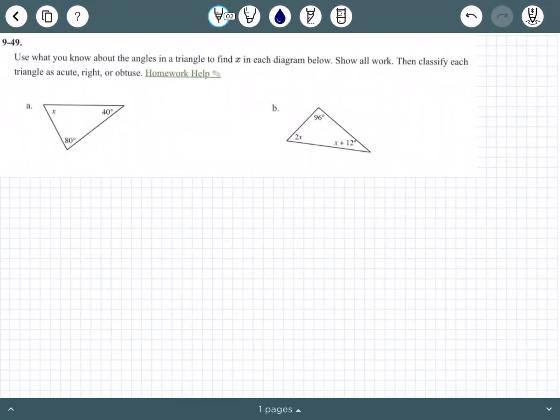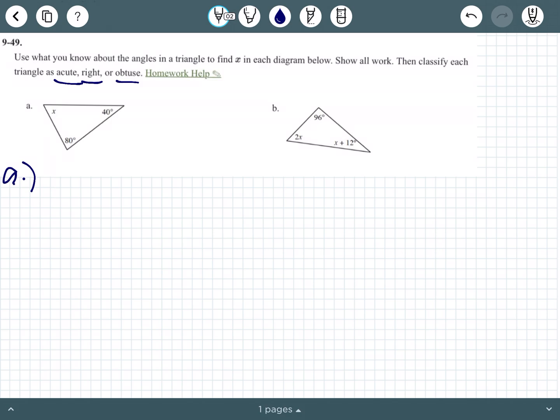949, use what you know about angles in a triangle to find x in each diagram below. Show all work, then classify each triangle as acute, right, or obtuse. All right, A, I have my three angles. I have x, 80 degrees, and 40 degrees.